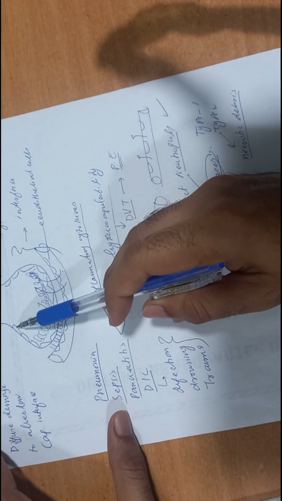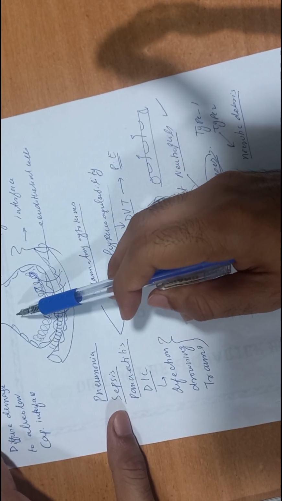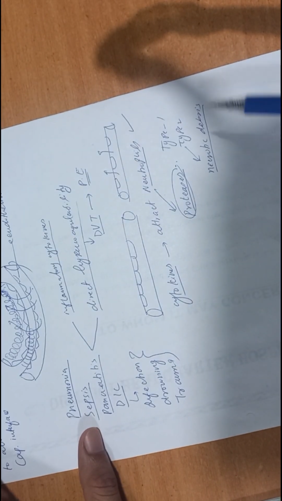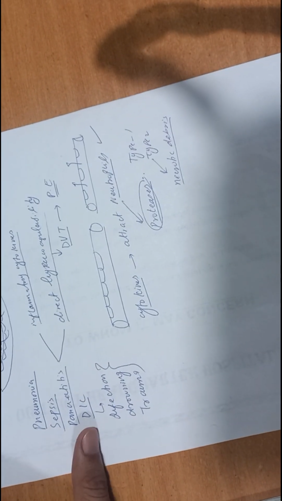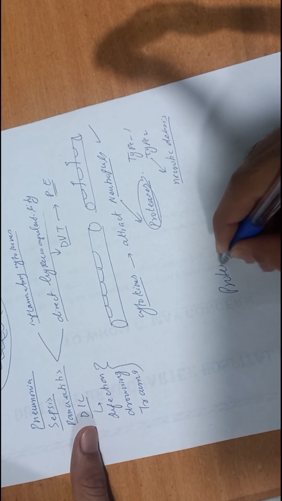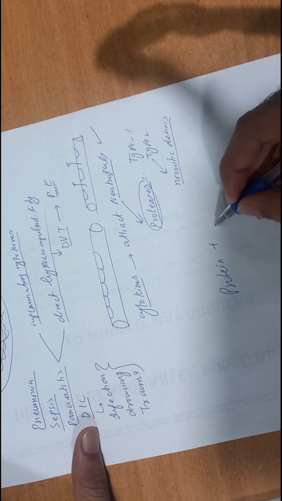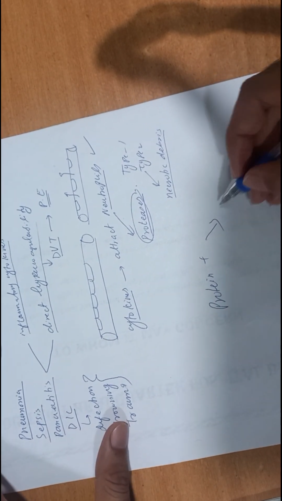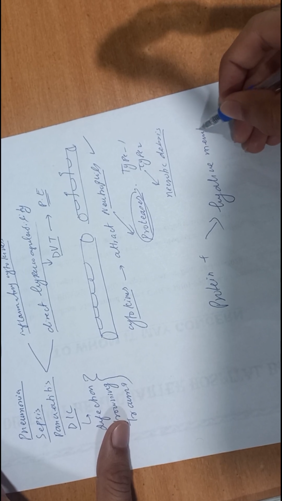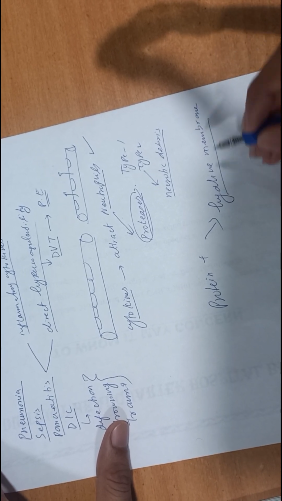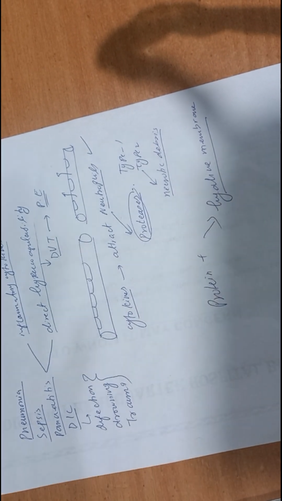Number two, the damage to the type 1 and type 2 pneumocytes causes necrotic debris to form, and that necrotic debris will settle down. Now that protein rich fluid plus this necrotic debris will combine to form a membrane called the hyaline membrane, right? That is very, very important in the pathophysiology of ARDS.